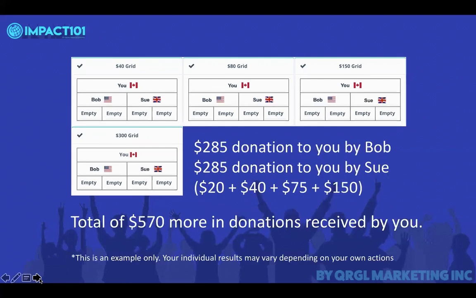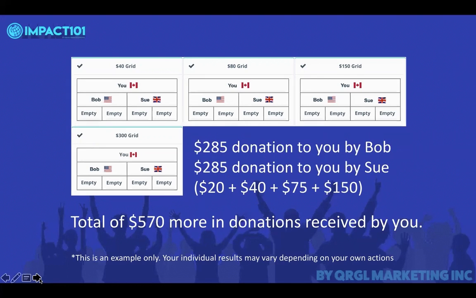So when Bob and Sue help their 2 people find their 2, they're going to do the exact same thing. Complete their grids, use the $810 they received to re-enter the first 3 grids for $270, enter the $300 grid, and put $240 towards whatever they're raising funds for.